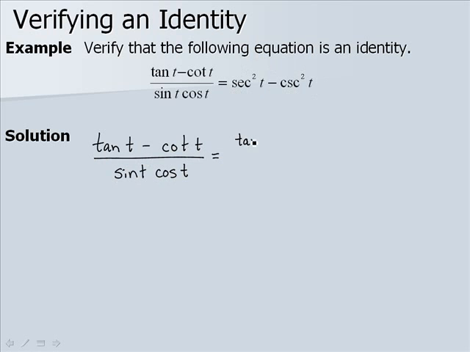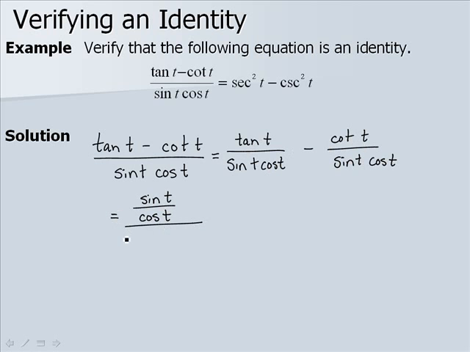So let's split this up. We have the tangent of t over sine of t cosine of t minus the cotangent of t over sine of t cosine of t. So now we'll change to sines and cosines. The tangent is sine over cosine. And the cotangent is cosine over sine. So we want to simplify this.